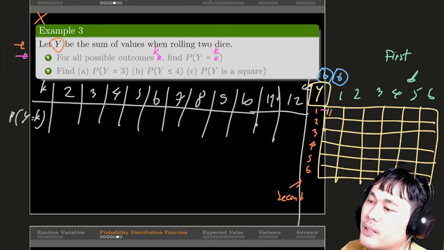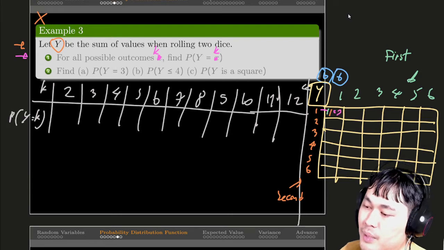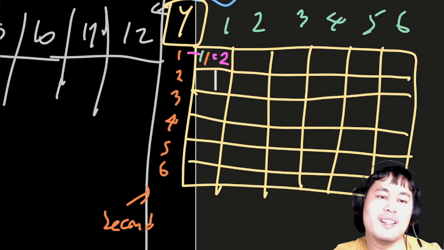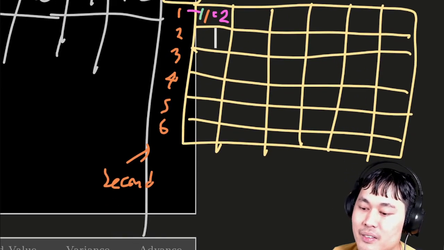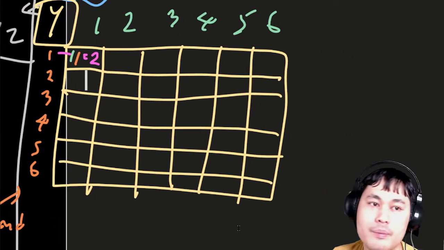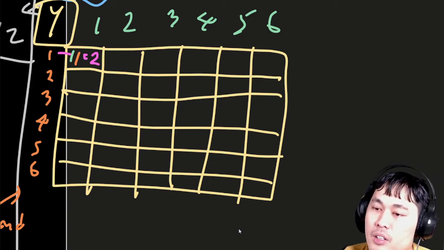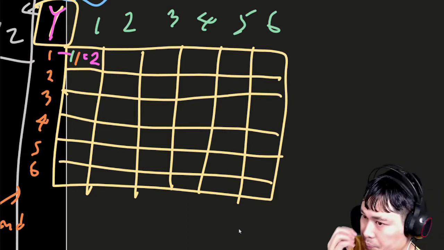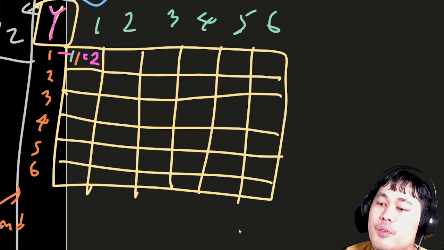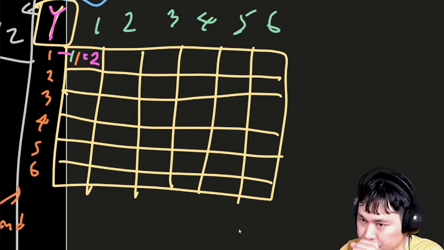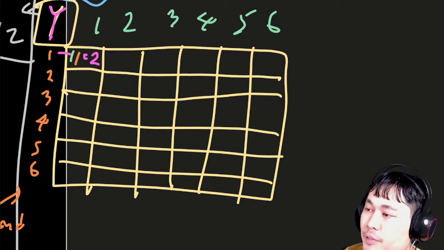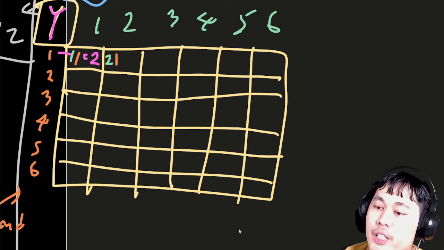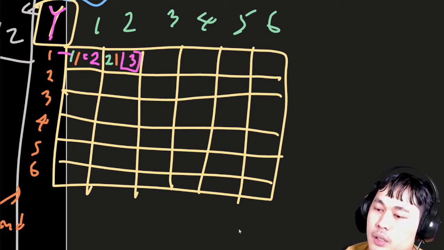For instance, the first entry represents the case when both dice are one. That is the case when the sum is two. So you fill in the value of two. That's the k. Fill the table later. In the next entry, when the first die is two and the second die is one, that gives you three. The sum is three.